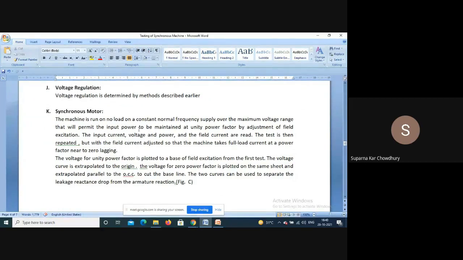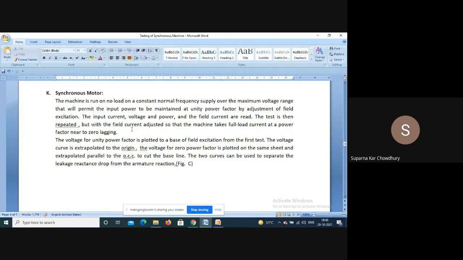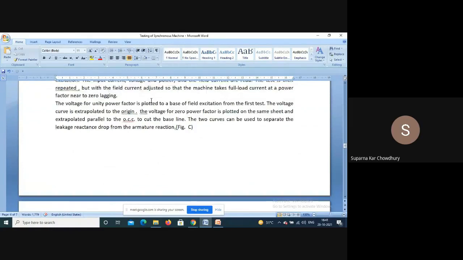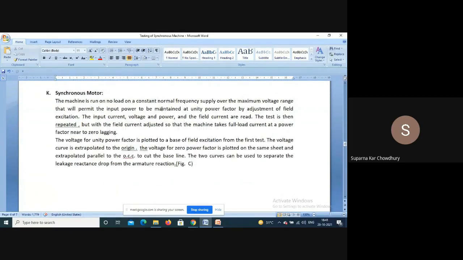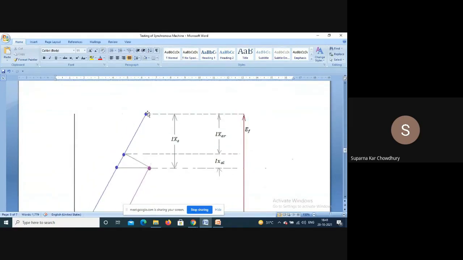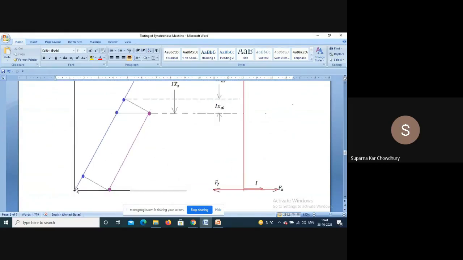Now, these two points are what we are getting: the first point is equivalent to the OCC and the second point is equivalent to the ZPFC. So this is one point, and it is extrapolated to the origin. And this is the second one, the zero power factor point. So from here we can construct the Potier triangle.